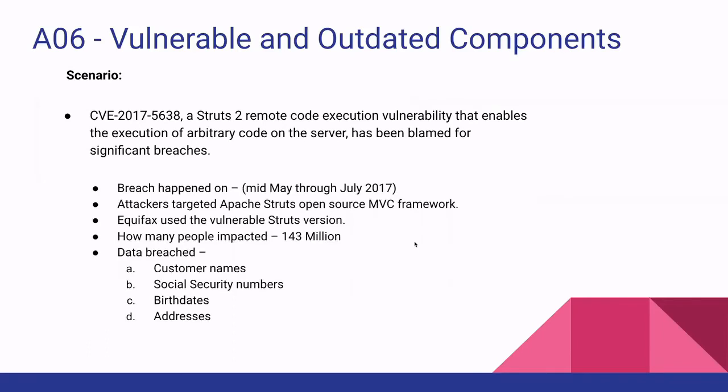So how did this happen, right? This breach specifically that I'm talking about, if you Google for Struts 2 vulnerability, you'll see Equifax. So this is an organization, and if you see, this happened in mid-May 2017. Attackers were able to exploit this particular vulnerability, and almost 143 million people were impacted. And if you see, customer name, social security number, birth date, address, all this was exposed.